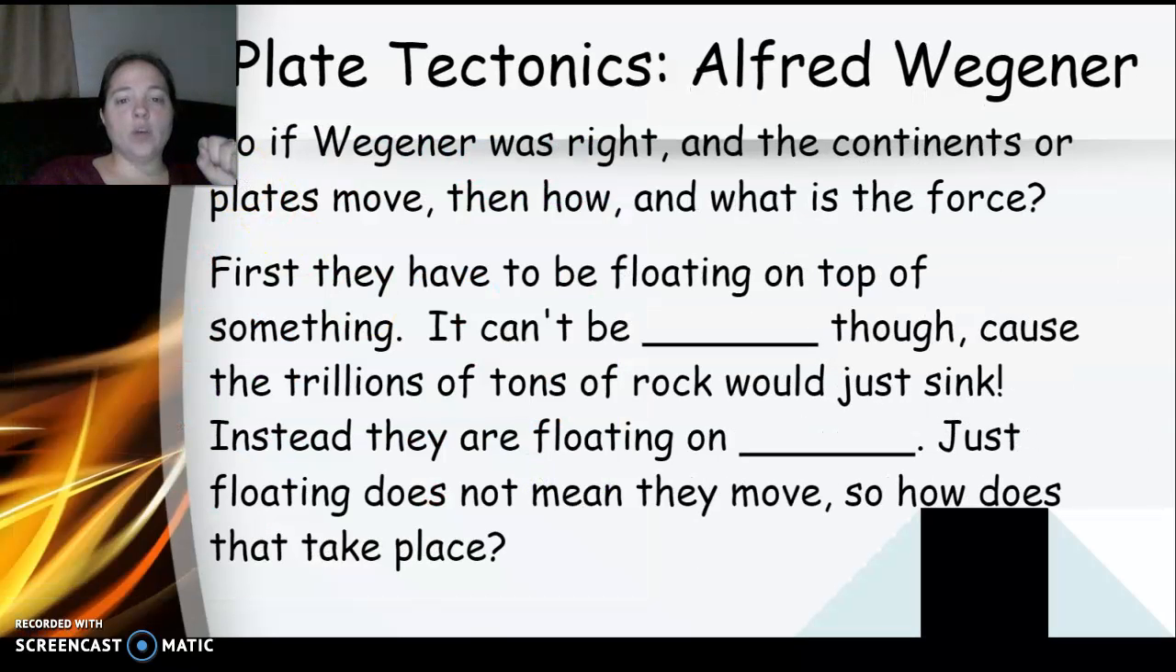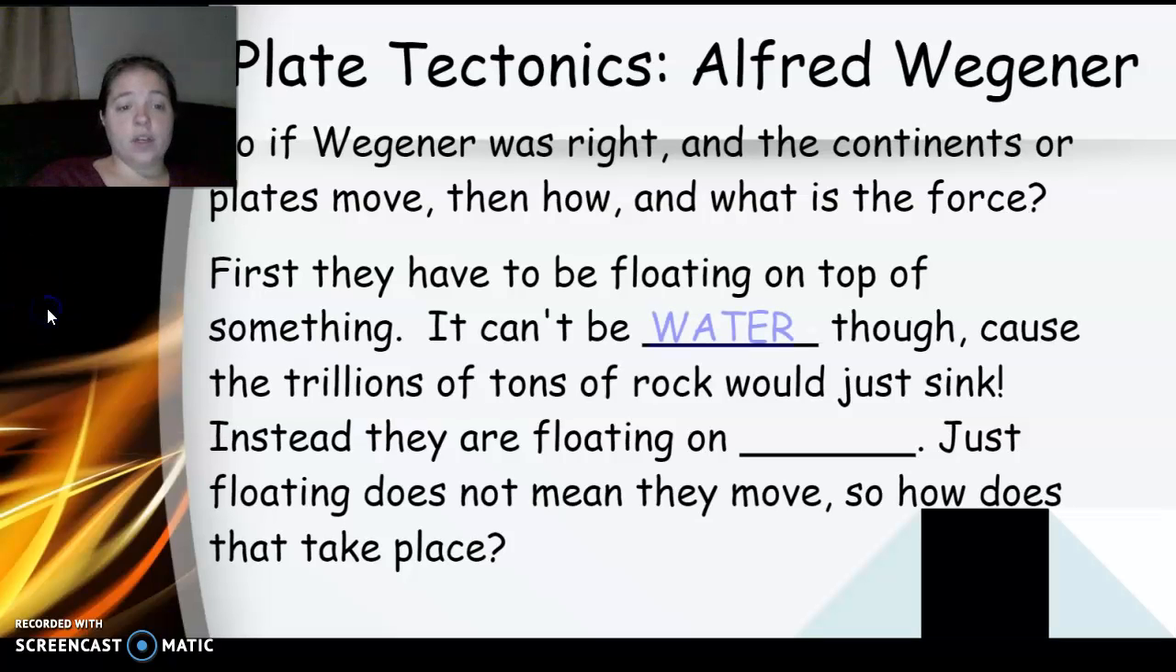All right, so if Wegener was right and the continents or plates move, then how or what was the force? That was the one huge issue he had. He could not show the force. First, they have to be floating on something, and it can't be water, because the trillion tons of rocks would just sink. Remember, this is where density comes in. Rocks are more dense than water for the most part. I mean, there's a couple that aren't. Pardon me. Instead, they are floating on magma.